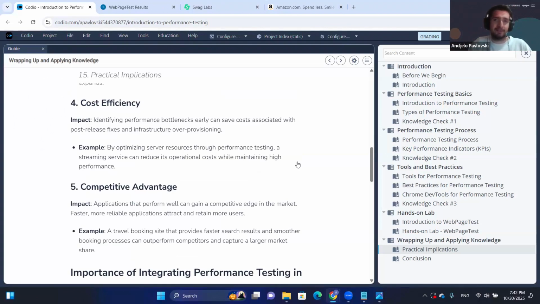And also competitive advantage, the more stable, the better performance of your page, the better you are against your competitors. So if you have a page that, let's say, goes toe to toe with Ticketmaster, and when a big release comes into play you're able to go through everything and provide the tickets and the items that people want to buy without any issues, you will definitely have the edge over your competitor.